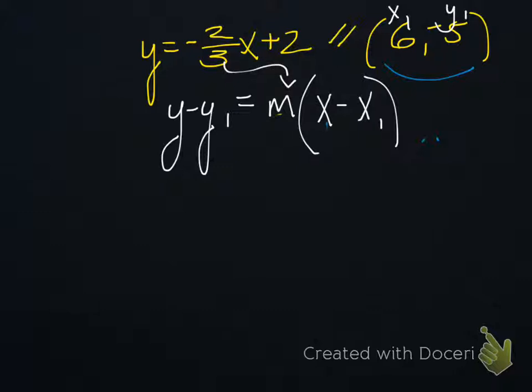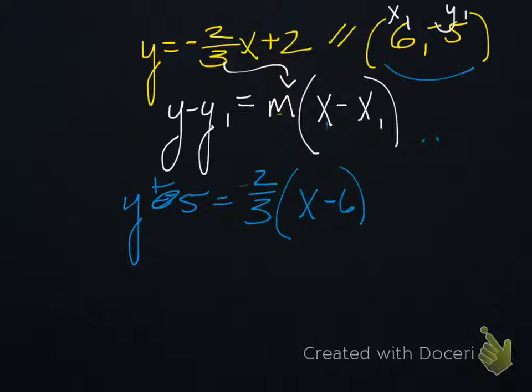So let me just do a little change of color. And here we go. We say y minus, well, what's your y1? Negative 5. So it's a double negative, make it a positive, equals the slope, negative 2/3, times the quantity x minus, and your x1 is 6. So it's just x minus 6. Easy breezy lemon squeezy, correct? All right, now I'm just going to do a real quick check, because I always like to make sure I plug the right values in.